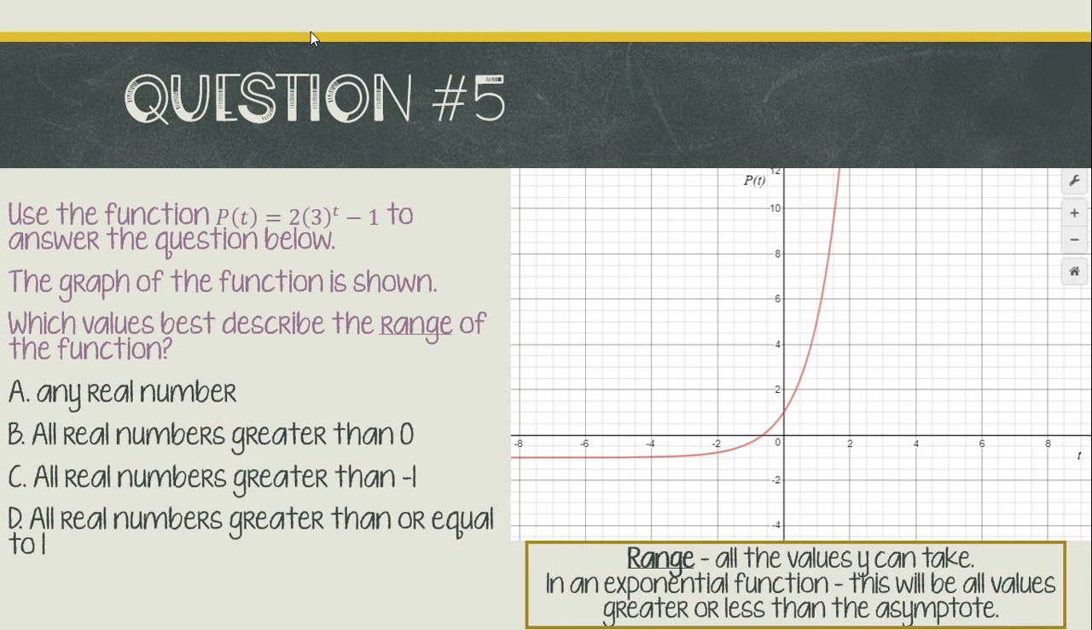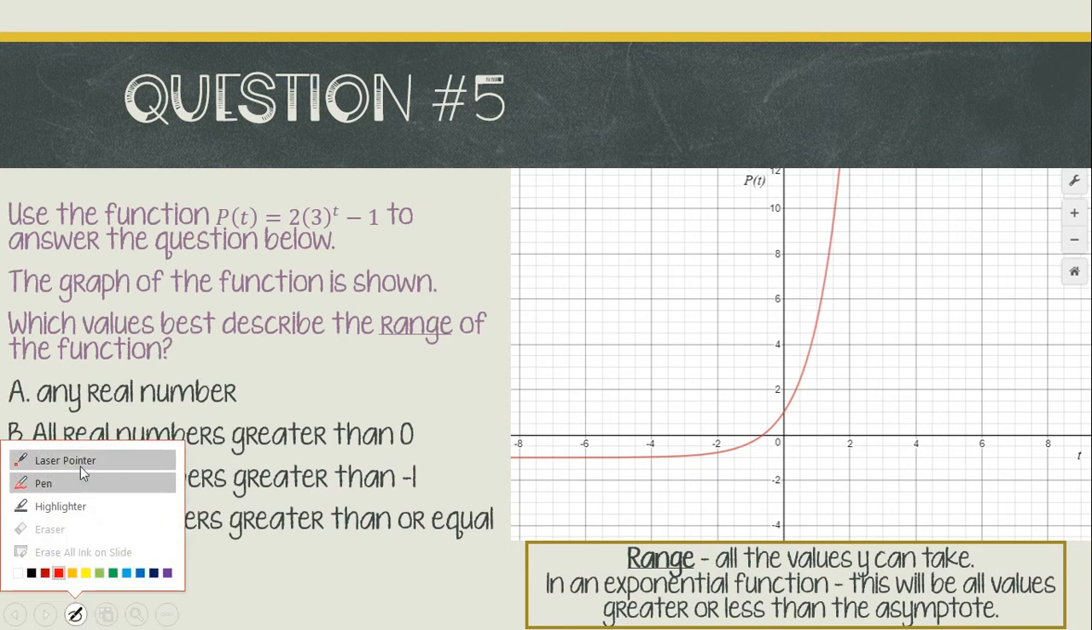Question number 5. Use the function p of t equals 2 times 3 to the t minus 1 to answer the question below. So the graph of the function is shown. Which values best describe the range of the function? And a little reminder about range over here on our bottom right.